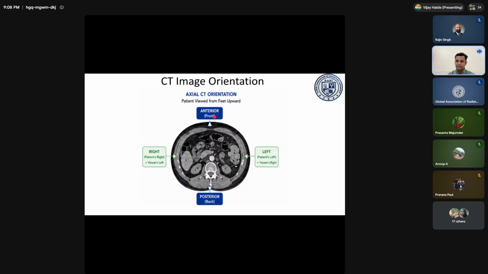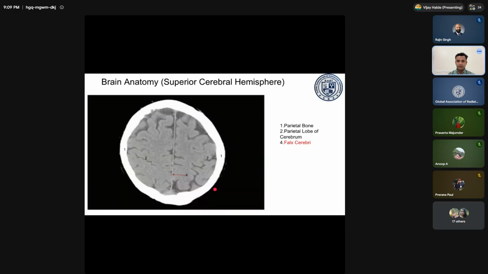So the top of the image is always anterior, and the back of the image is always posterior. And we are moving from superior to inferior while reviewing the anatomy CT slice images. So understanding these notations will be helpful, and it will avoid confusion also.